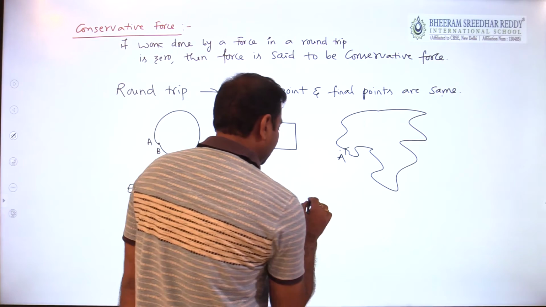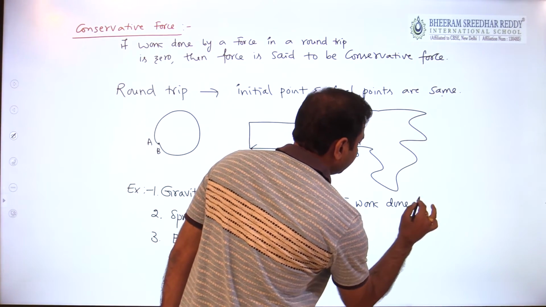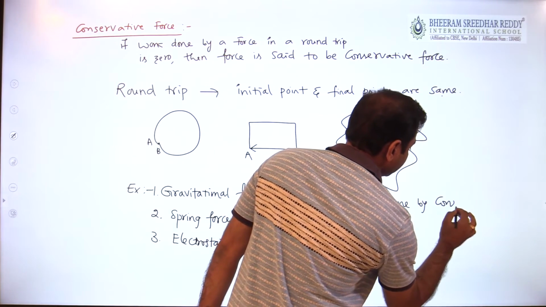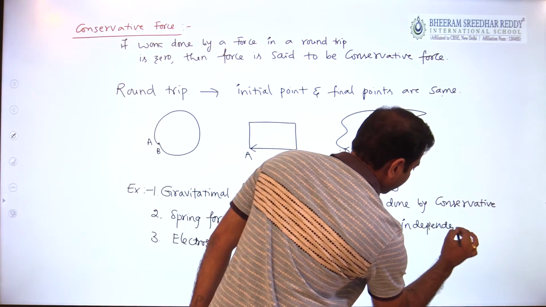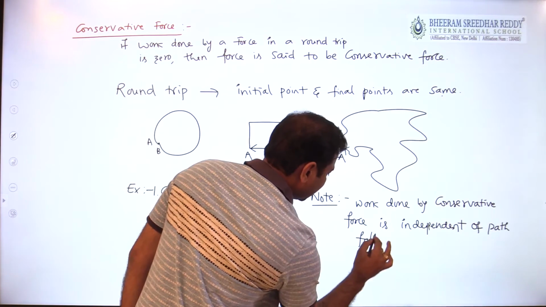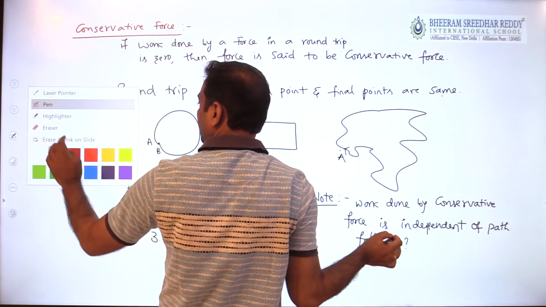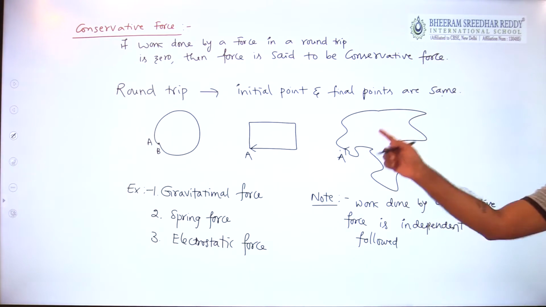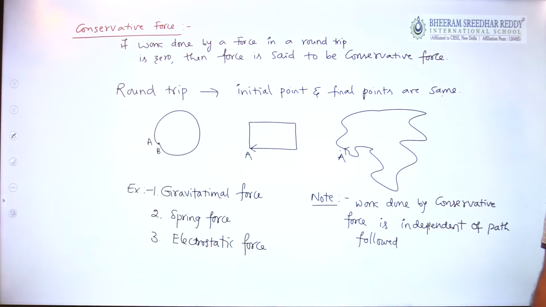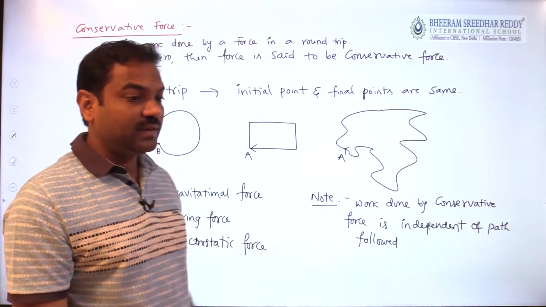So then what can we write down? We can write down one important thing: work done by a conservative force is independent of the path followed. It does not depend on the path, it only depends on initial and final points. If displacement is not equal to 0, work done is not equal to 0. If displacement is 0, work done is 0. That's it, simple. So work done by conservative force is independent of path followed. It's a very, very important point.